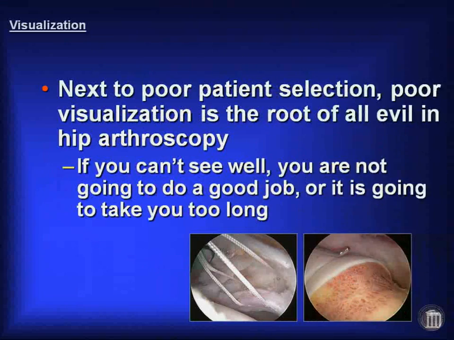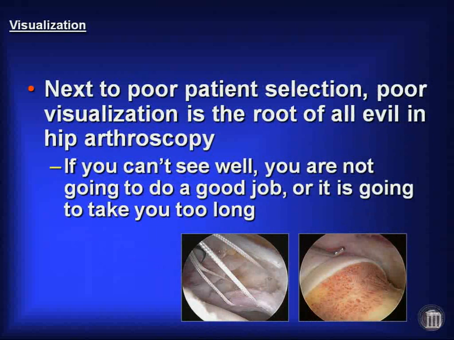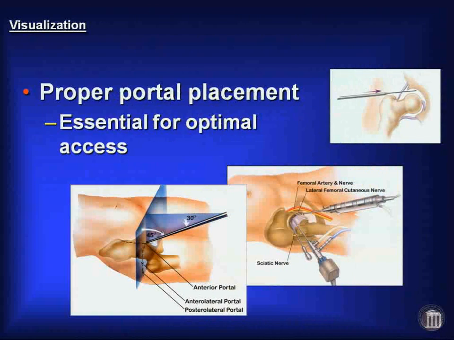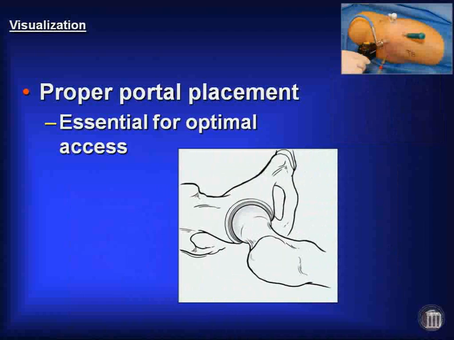Visualization is critical. I tell people that next to poor patient selection, poor visualization is the root of all evil in hip arthroscopy. If you can't see well, you're simply not going to do a good job, or it's going to take you too long to get it done. Proper portal placement is essential for optimal visualization and access. We'll use 3 routine standard portals for arthroscopy.